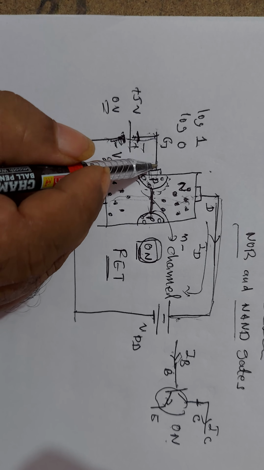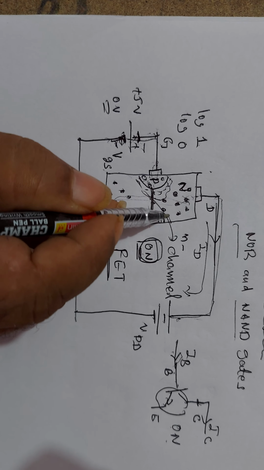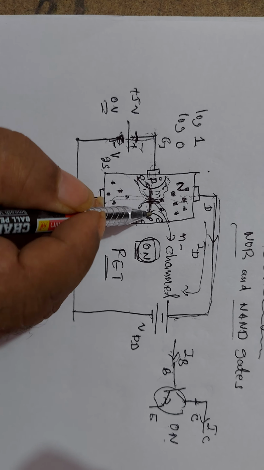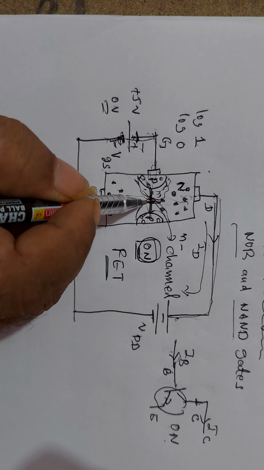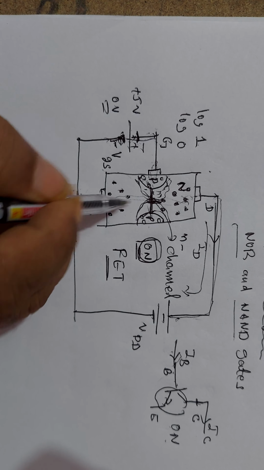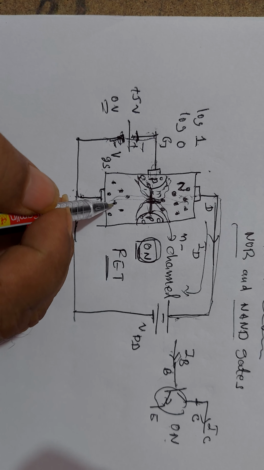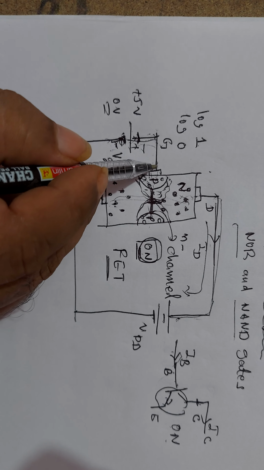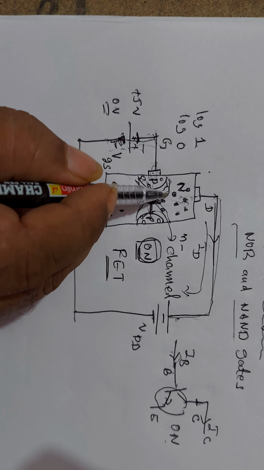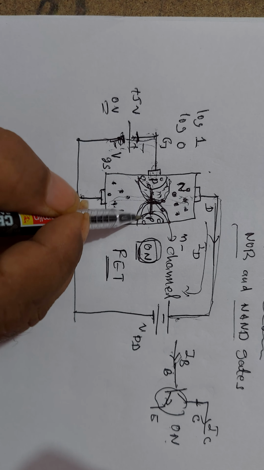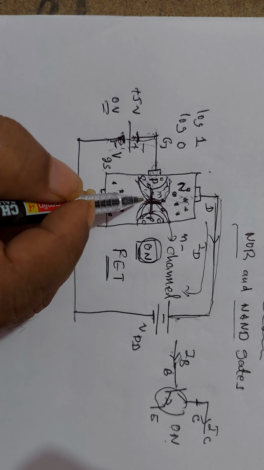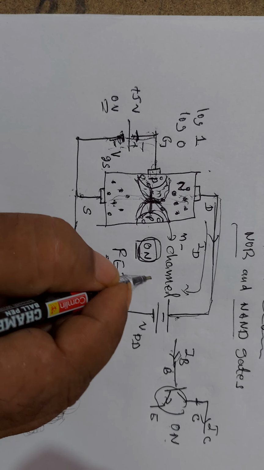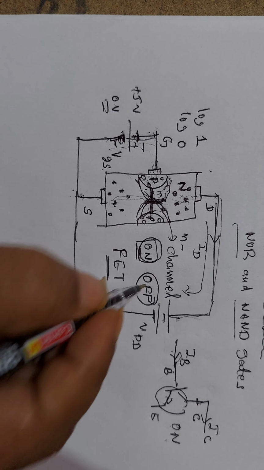When negative voltage increases, the depletion layer also increases, and these two depletion layers will touch each other. The channel width blocks. There is no channel for the flow of electrons from source to drain. There is no flow of electrons from source to drain during reverse bias, because during reverse bias the depletion layer will increase and touch each other. The channel closes. Then the transistor does not conduct the current. Then we say that the transistor is in off condition.